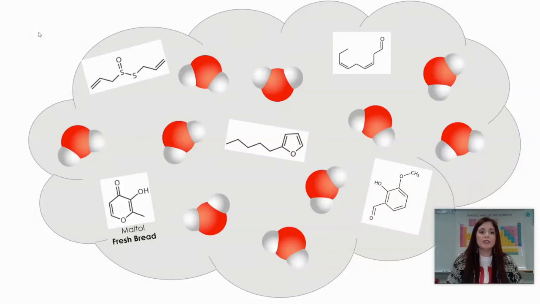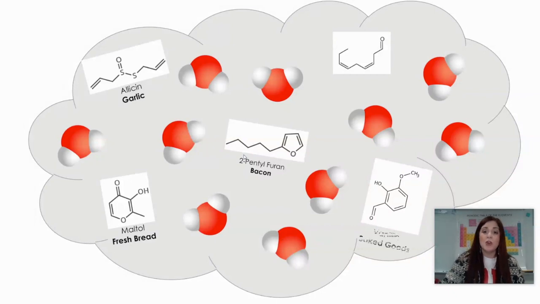So for example, that one in the bottom right-hand corner, that's maltol. I'm not sure how to pronounce that. But maltol is the scent of fresh bread. We have allicin up in the upper left-hand corner, and that is going to be garlic. In the middle, right here, we have 2-pentylfuran, and 2-pentylfuran is one of the components of the cooked smell of bacon. We also have vanillin, which is very common.